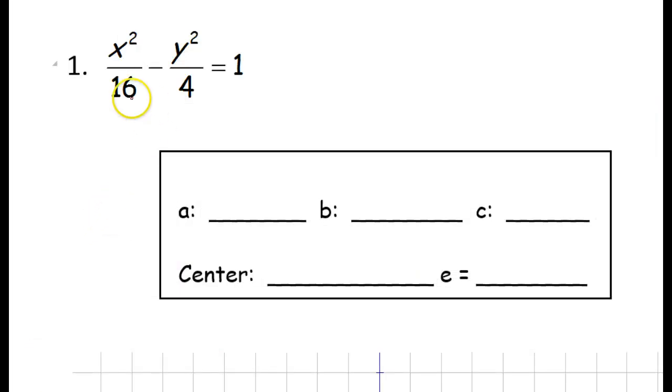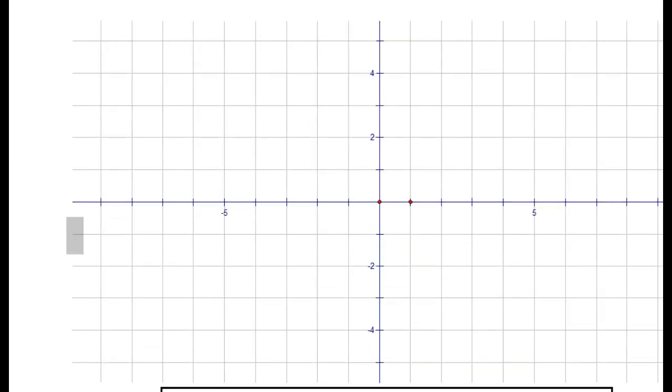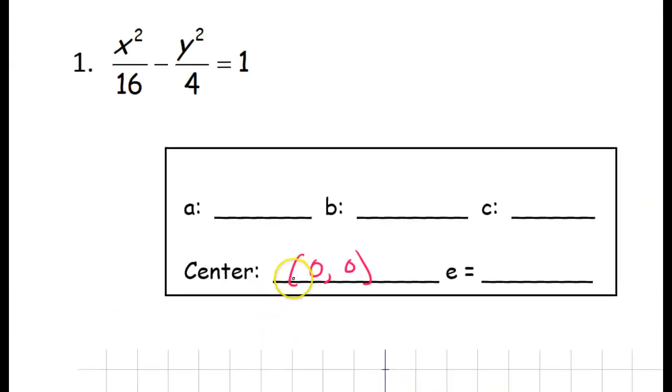Enough talk. Let us graph hyperbola number 1. Remember, the center is going to come from h and k. If I see x squared and y squared only, then I know the center had to be 0, 0. So even though the center is not part of the hyperbola, we should graph it for reference. That's the center, that blue dot.